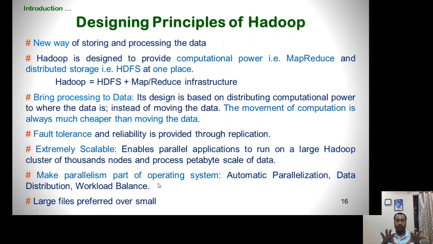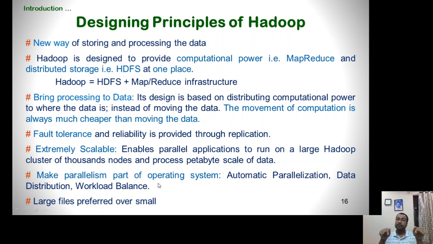Suppose there are 10 nodes and you have divided your data or problem across those 10 nodes, and some nodes are still executing, and some nodes have already become free. So we can balance the workload so that the whole job can be completed in time. We can move workload from one node to another node. So that is workload balance. In a traditional distributed system, all these things have to be managed by the programmer. It is the programmer's responsibility.